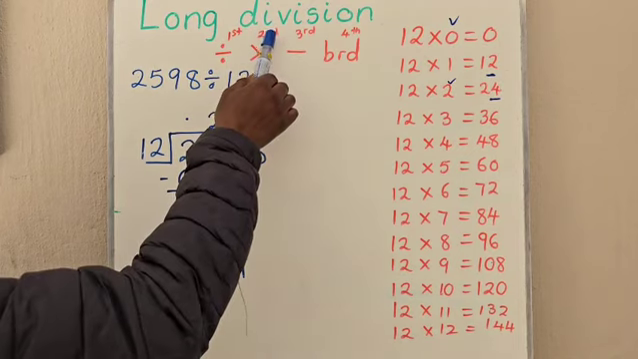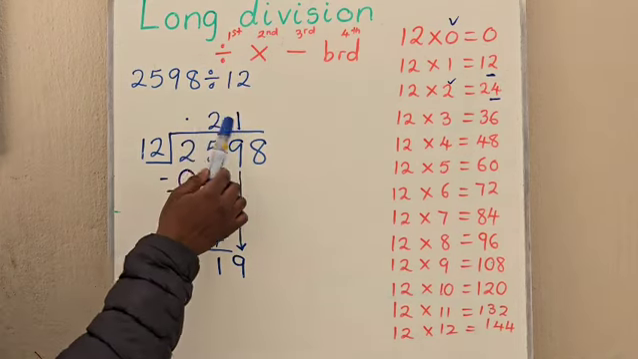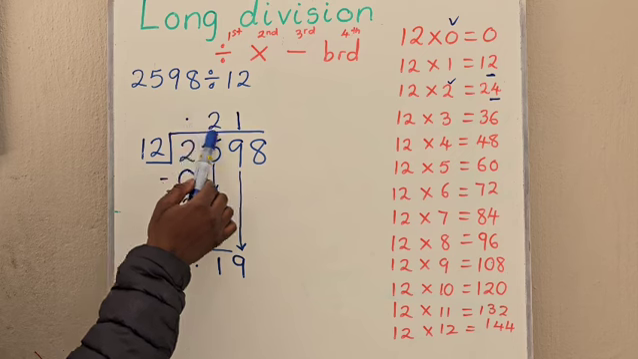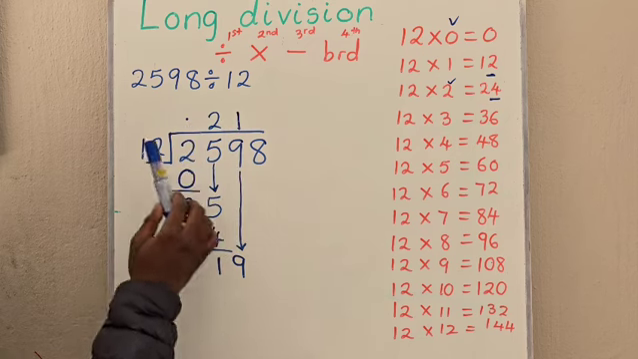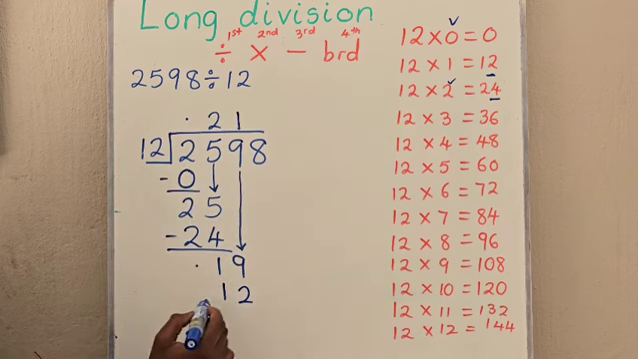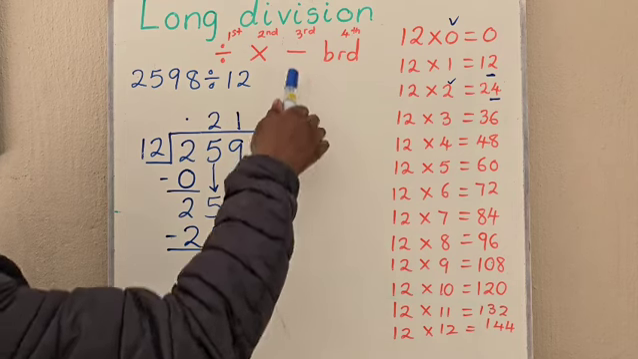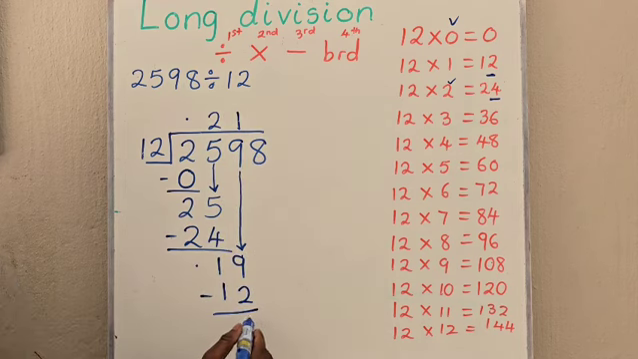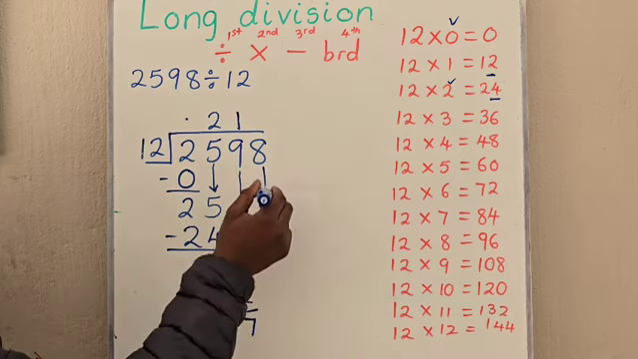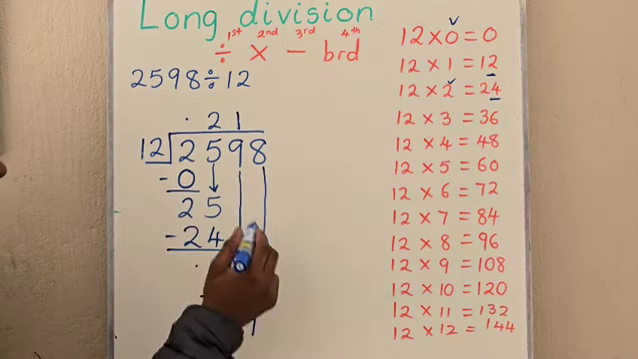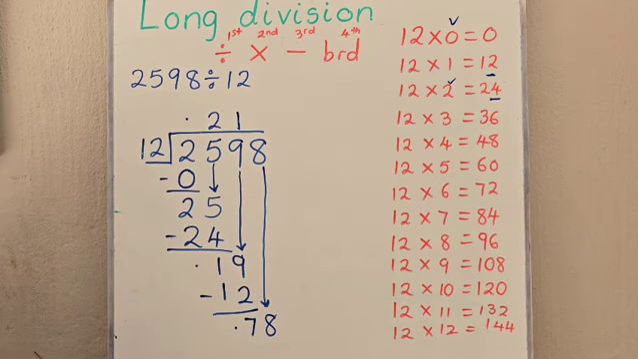The second step is to times, and when you're timesing, don't say 21 times 12 because we've already timesed the 2. It's 1 times 12, it's 12. We minus. The third step is to minus. 9 minus 2, that's 7. 1 minus 1, that's 0. The fourth step is to bring down. So I bring down this 8 and I get 78.